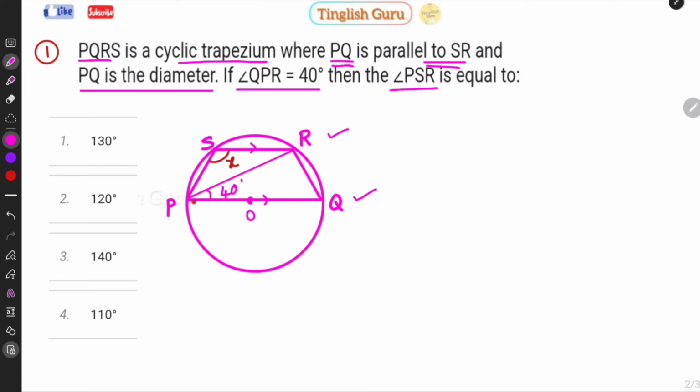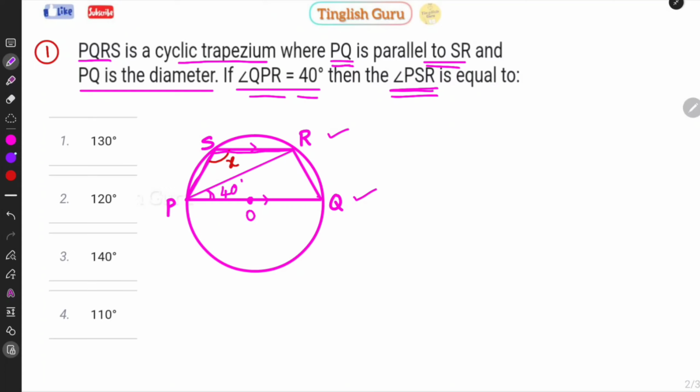So getting back to the question, PQ is the diameter and angle QPR is 40 degrees. Angle QPR, this angle is 40 degrees. All the given values are written in pink color, and angle PSR, which we have to find, let it be X. So how should we find it?